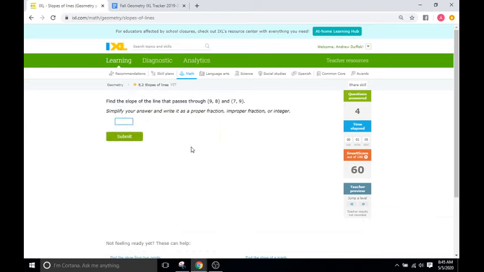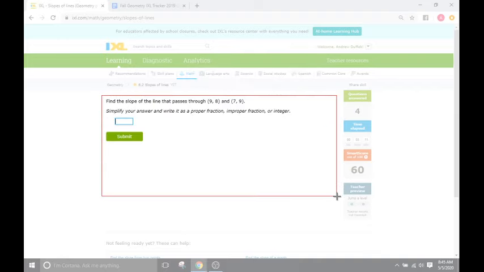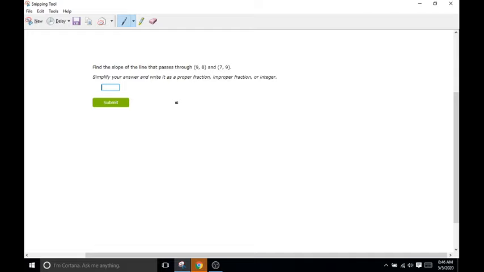Okay, find the slope of the line that passes through 9, 8, and 7, 9. All right, so for this, remember that slope is rise over run, or the change in y over the change in x. What that looks like is y2 minus y1 all over x2 minus x1.